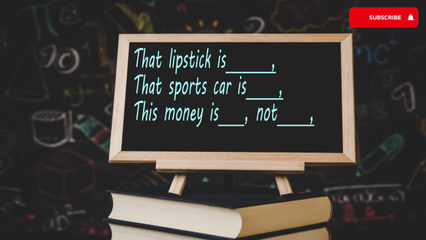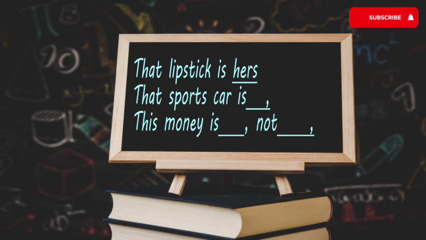Okay, let's look at these examples. We have to put in some possessive pronouns. That lipstick is, well, we have the noun lipstick, and usually a girl or woman wears lipstick. So we're going to use the possessive pronoun hers. That lipstick is hers. The next sentence: That sports car is. Again, usually a man will drive a sports car. So we can say that sports car is his.